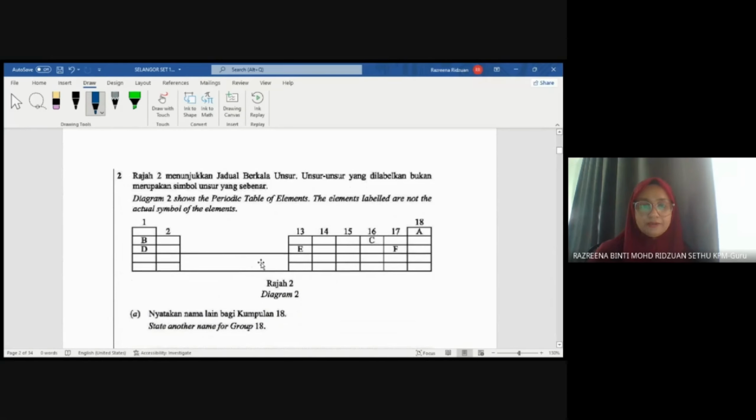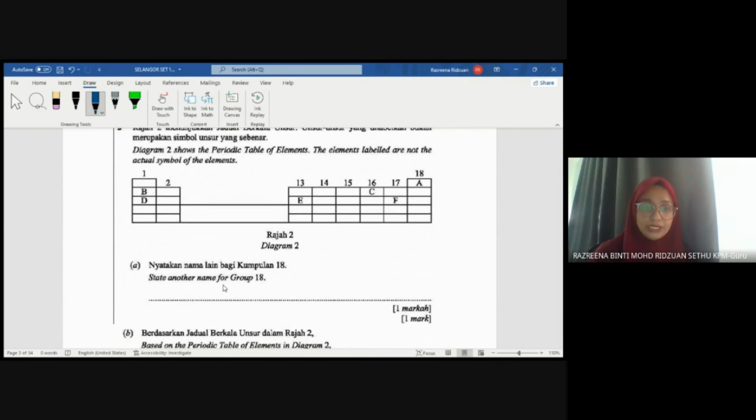Question 2. Diagram 2 shows the periodic table of elements. The elements labeled are not the actual symbols of the elements. State another name for group 18. So what is group 18? Group 18, we call them noble gases.